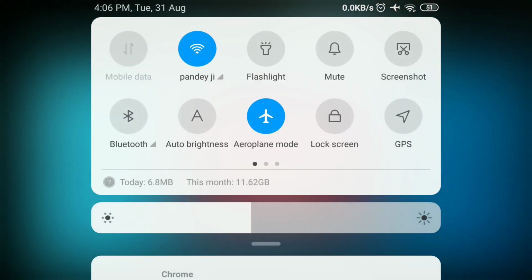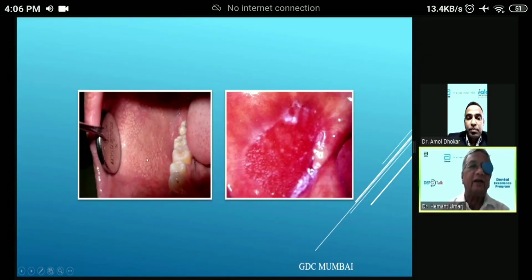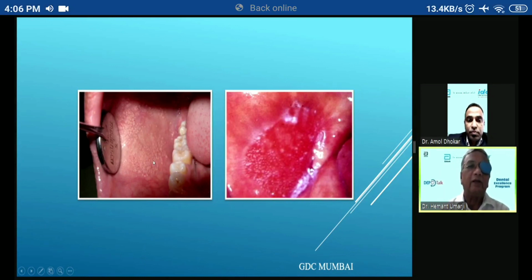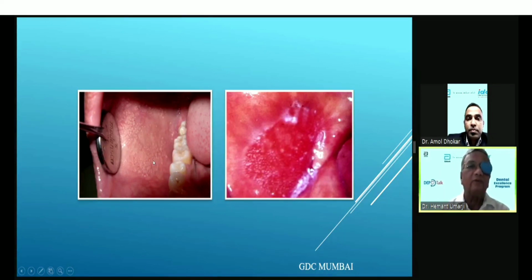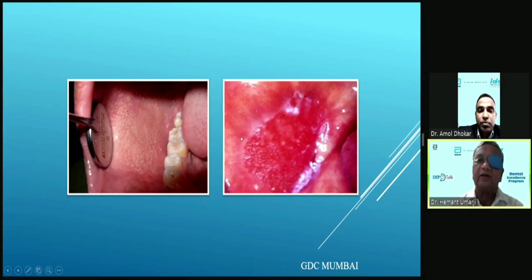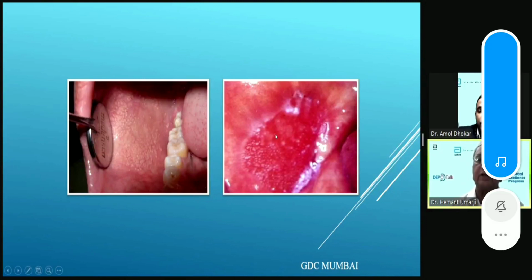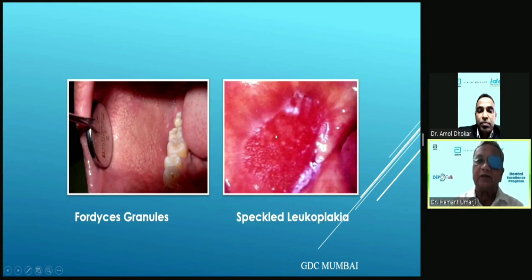If you look at this left hand slide, there are yellowish granules seen. As everyone is already aware, these are called Fordyce granules, and it's a normal variation. Whereas here also it looks like Fordyce, but actually there is an erythematous patch. In that erythematous, erythroplakic patch, there are white speck-like things which resemble the granules. So this is a very dangerous condition. This is called speckled leukoplakia, and this is Fordyce granules. So this is the difference between normal and abnormal.